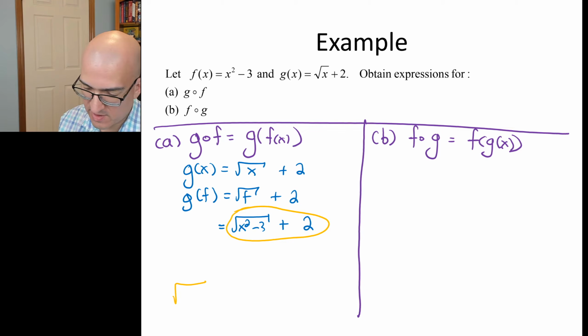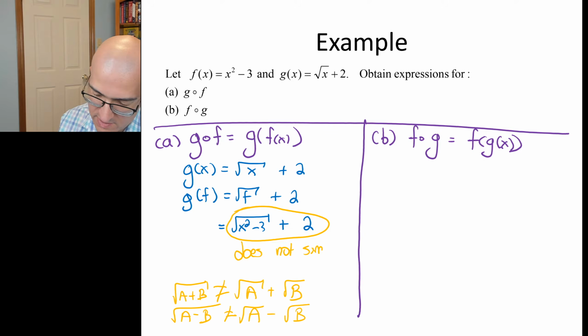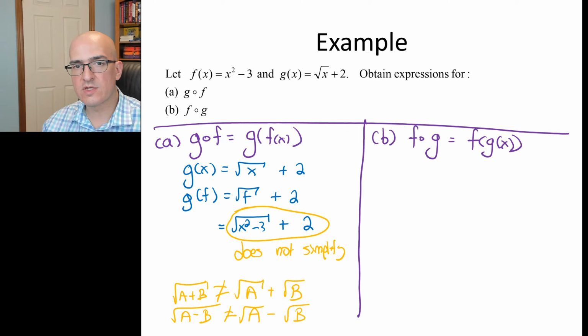The square root of a plus b does not equal root a plus root b. That's the same for minus. The square root of a minus b does not equal the root of a minus the root of b. So it does not simplify. That same rule is what prevents us from bringing the 2 into the square root as well. We can't bring it in.